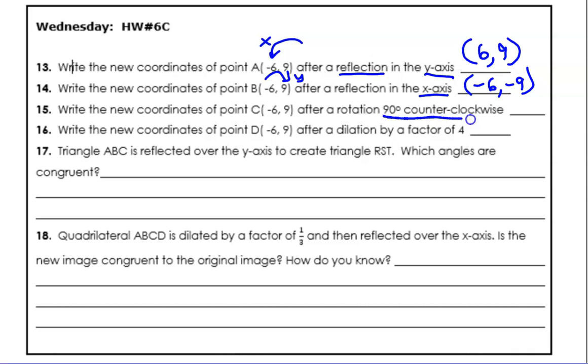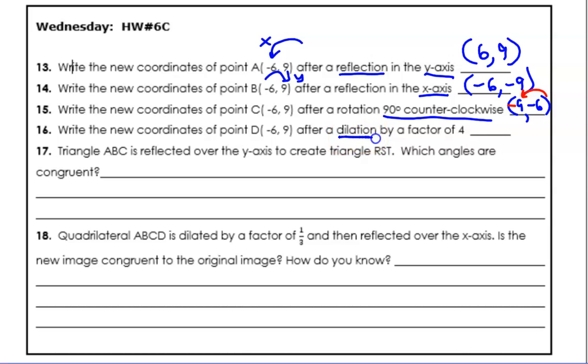All right, a 90-degree rotation counterclockwise. Well, we learned with 90-degree rotations that the x and y axis swap places. So I'm going to move this 9 to be the x and -6 to be the y. And then I taught you that trick where if you draw an arrow in the direction of the rotation, counterclockwise, you'll know which number to change the sign of. So that's your final answer, -9, -6.